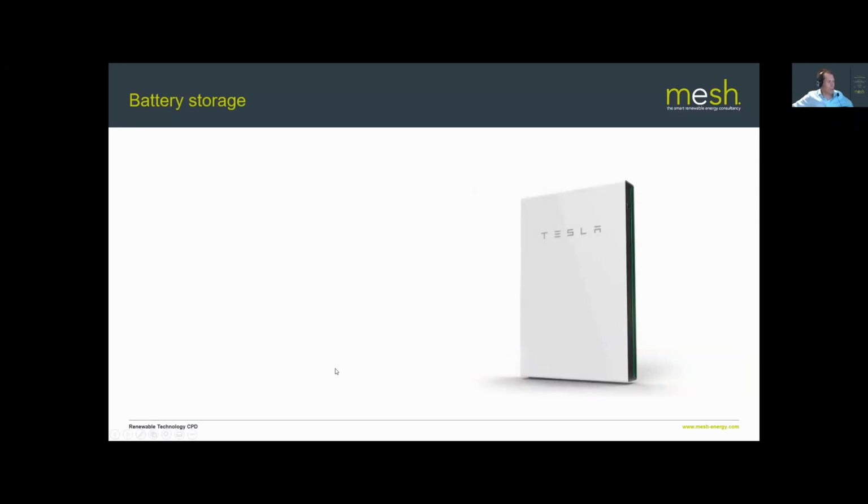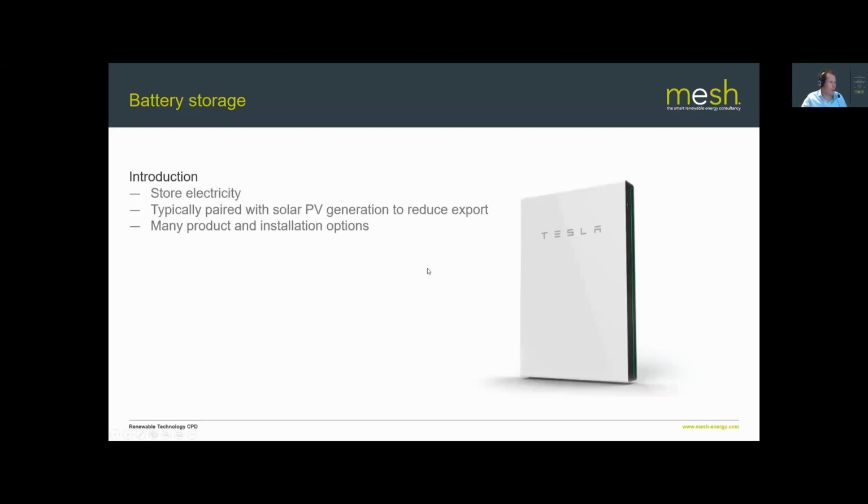What sits quite nicely alongside solar PV is battery storage. So battery storage allows you to save any energy that you produce for use at a later time. And it also allows you, if you've got a variable electricity tariff, to charge the battery from the mains at periods when electricity is cheap, and then use that electricity at periods where the electricity is more expensive to save you a bit of money.